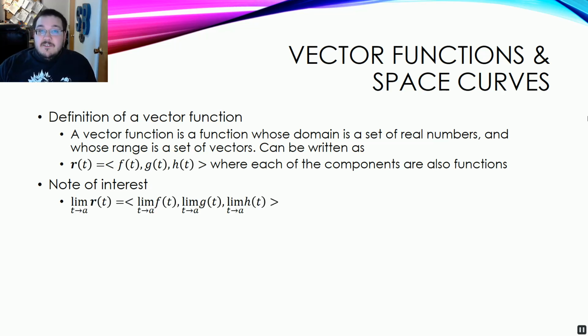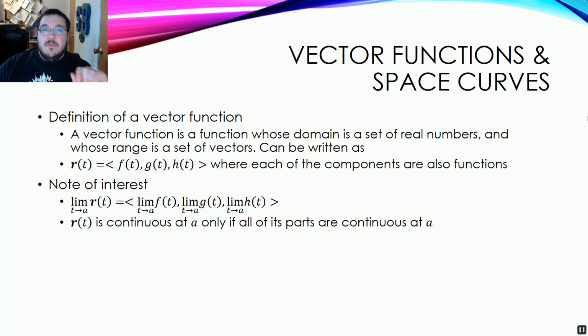Firstly, if you want the limit of your vector function as your variable is approaching a particular value, that's the same as the limit approaching that particular value for all of the interior components. So that makes it very easy to deal with computationally. And similarly, your vector function is continuous at a value a if and only if all of its parts are continuous at a. So if one of your components is not continuous at a, the function itself is not continuous at a.